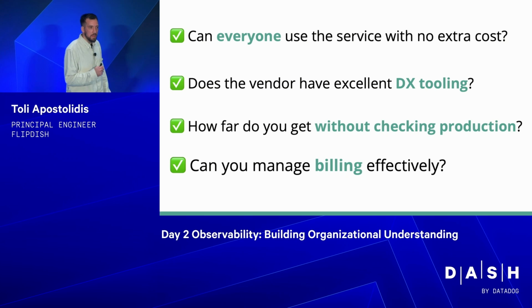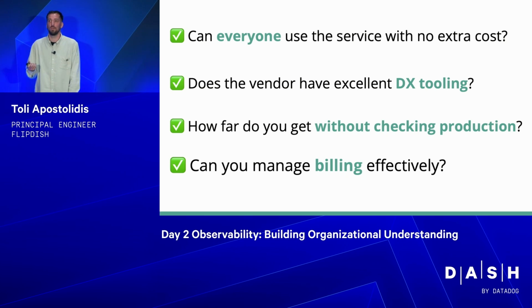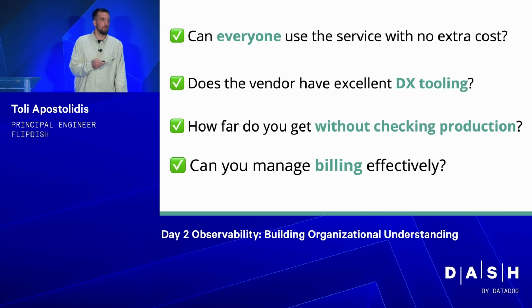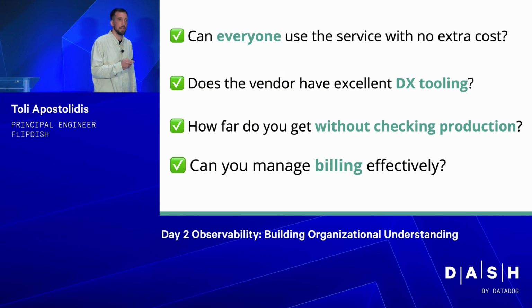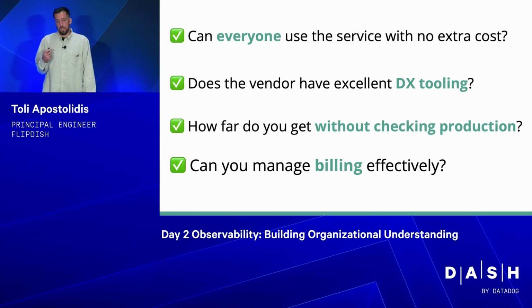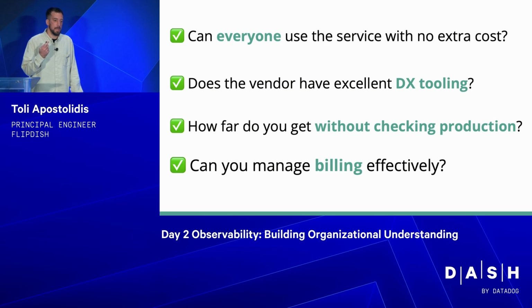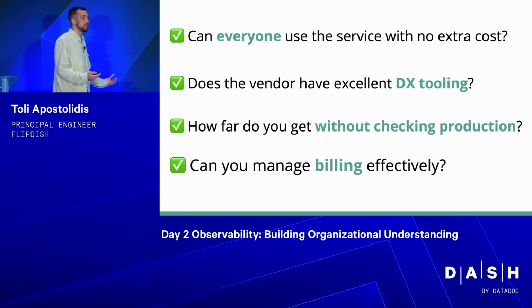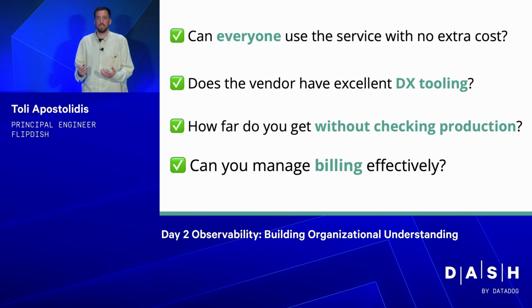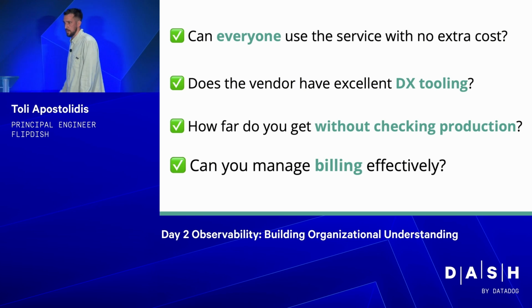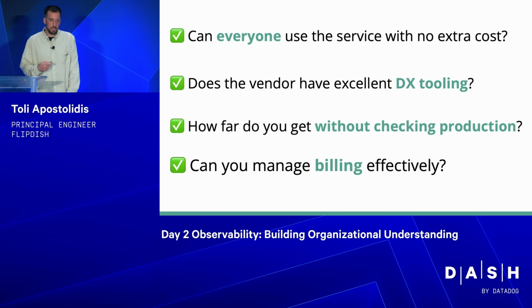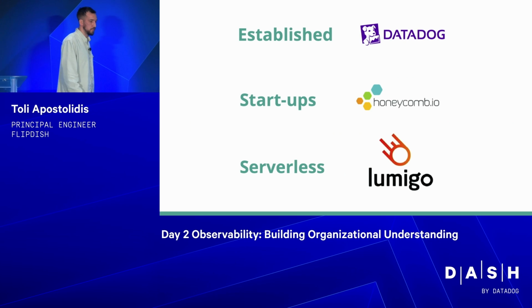And finally, it's probably the most important one for a lot of people, especially if you're a decision maker in your organization: can you manage billing effectively? Traditionally, from my experience, the billing is not transparent, it's not easy to manage. There are various mechanisms that you can use, but it's not as easy. You need to learn a lot. It's a steep learning curve. So that's something that you need to look at when you're looking at observability vendors.